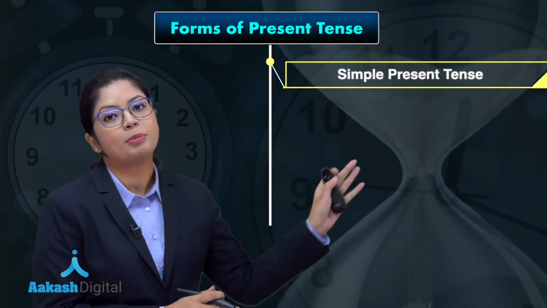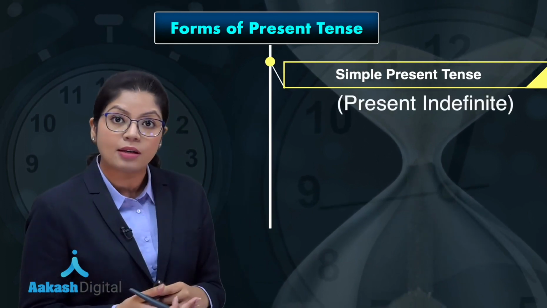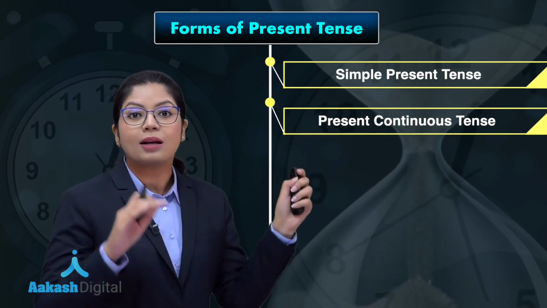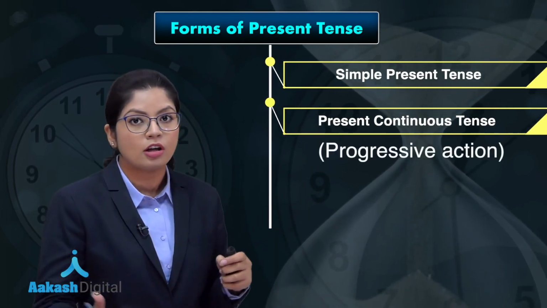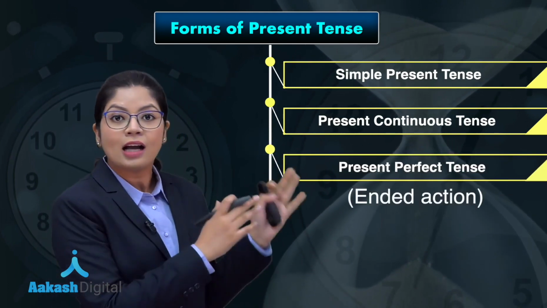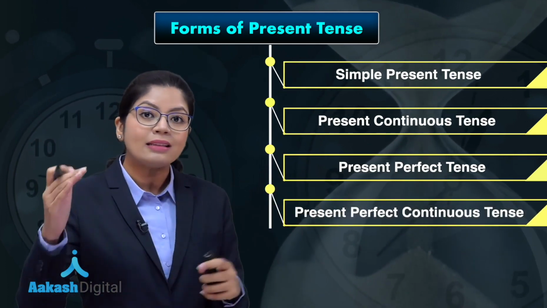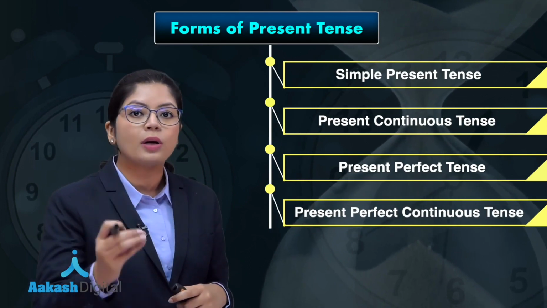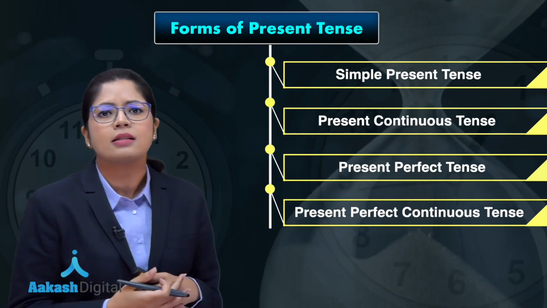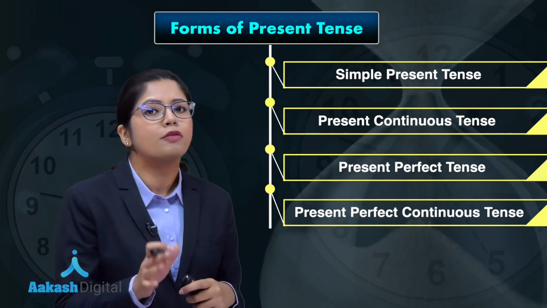Firstly, you have simple present tense. Now simple present tense is also referred to as present indefinite sometimes. Secondly, we have present continuous. Now present continuous is something which talks about progressive action. Thirdly, you have present perfect, which refers to ended action. And lastly, you have present perfect continuous tense. Now, in these respective forms, unless you are aware of each of their usages, you can't really be sure whether you're getting that tense right in your sentence or not. So, let's proceed with our understanding of the first form itself.